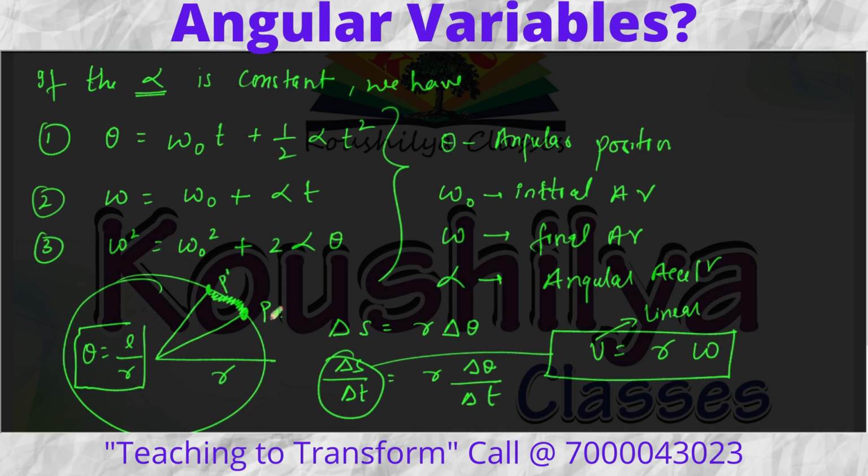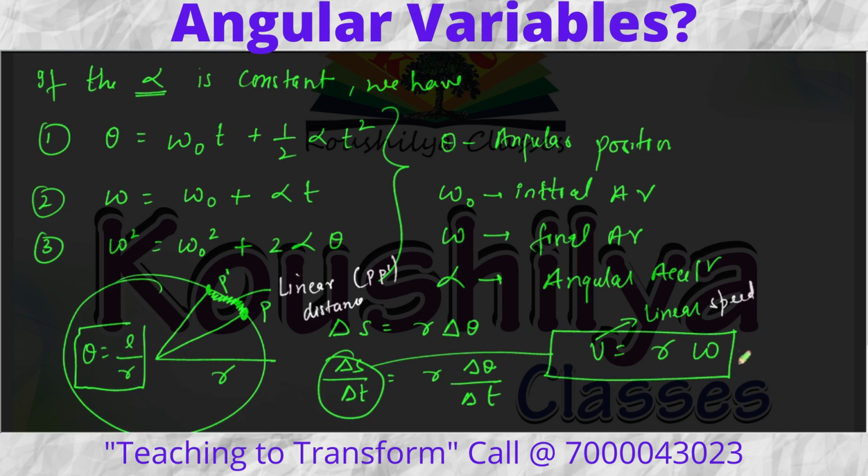Linear speed, because we have taken the linear distance. P to P dash is nothing but the linear distance. So the distance is equal to r times delta theta, and we have differentiated. So this v is linear speed. It's not linear velocity, it's linear speed. So this v is the linear speed of the particle.